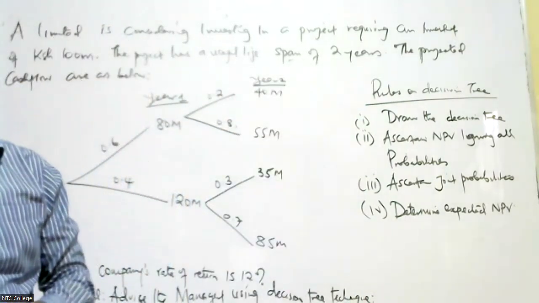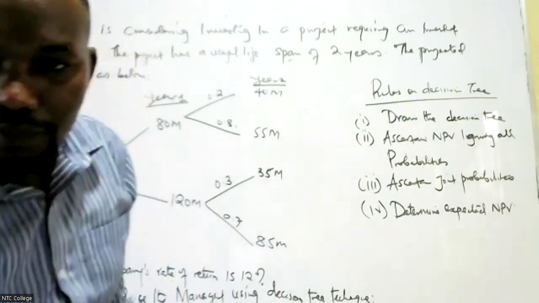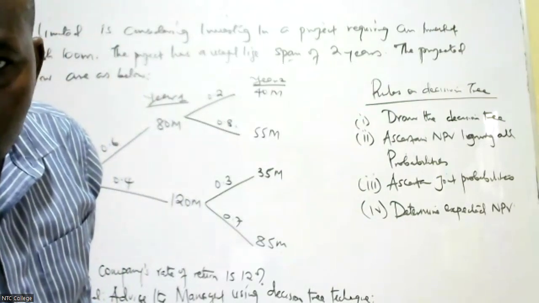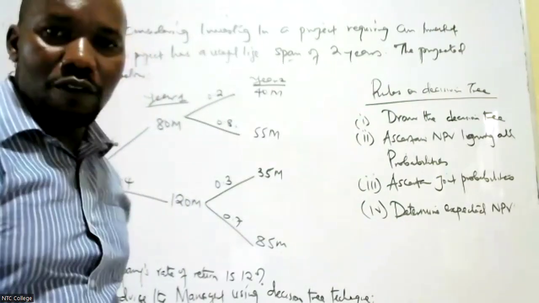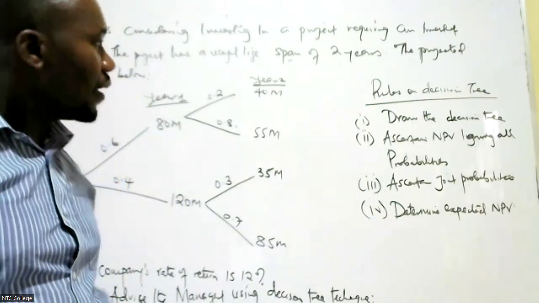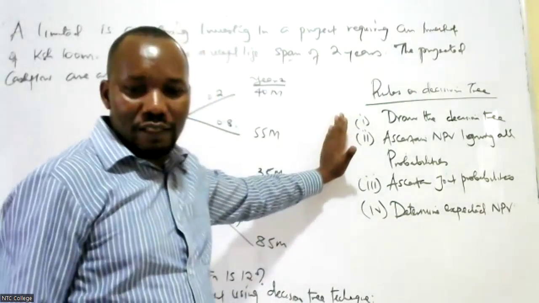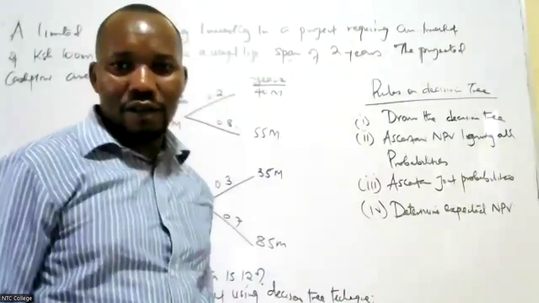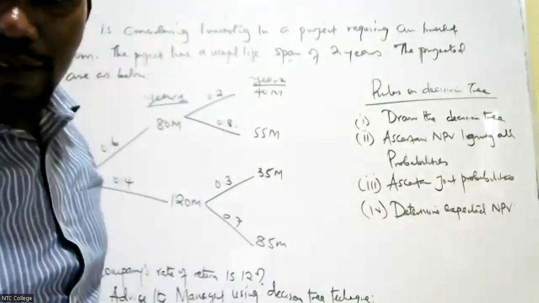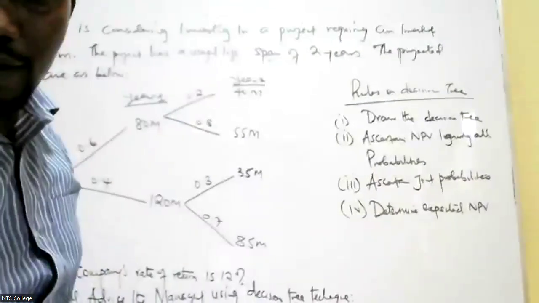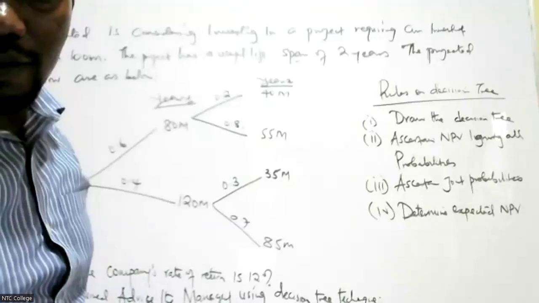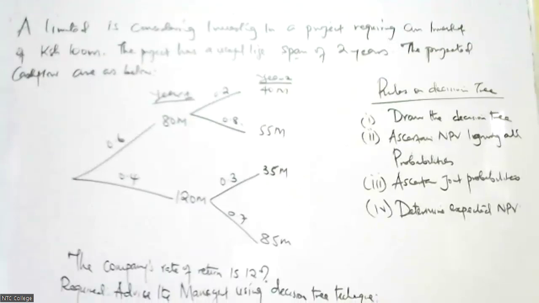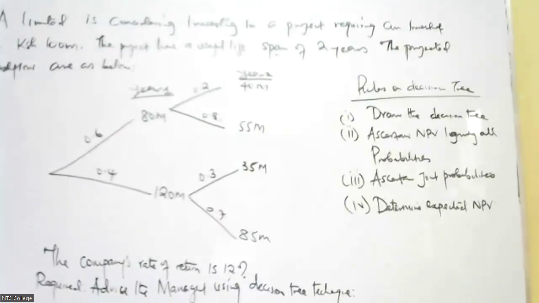So let's start the first one. Where do we start from? The board is not clear, Matthew. These writings are not clear. Adjust the camera. I don't know, it's from yesterday. That board is not clear. Okay.